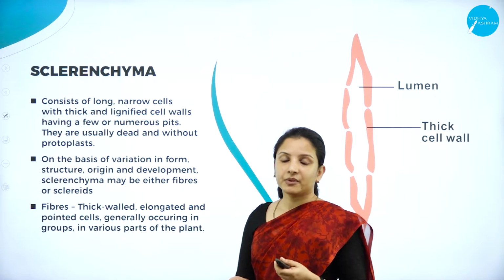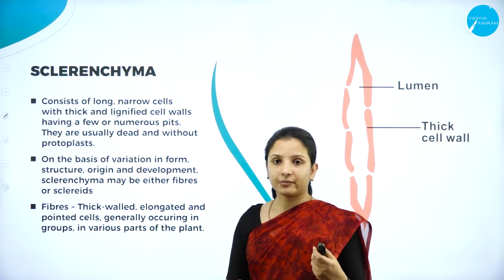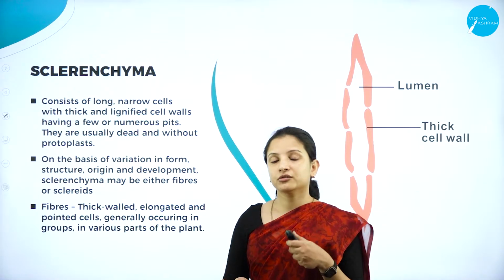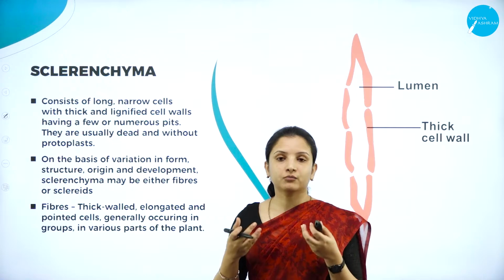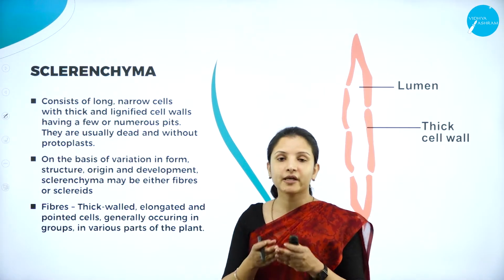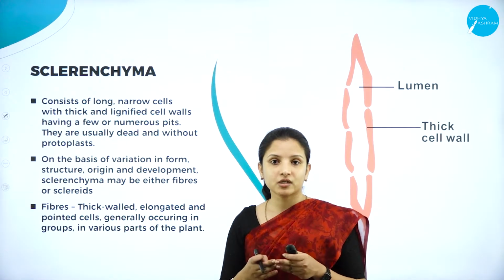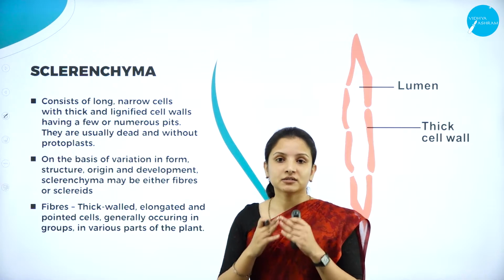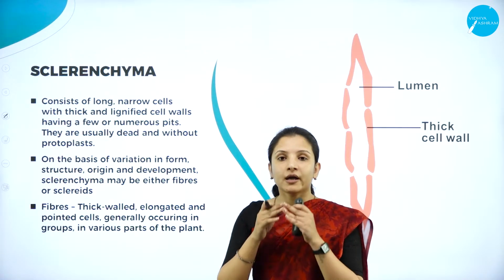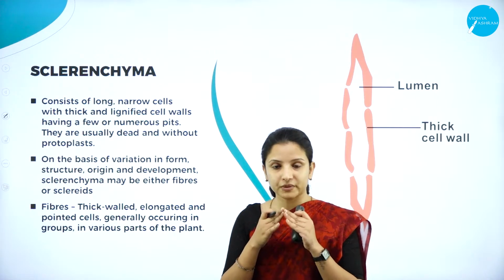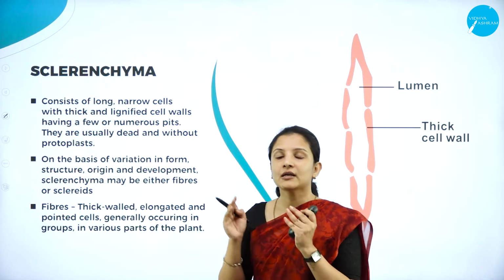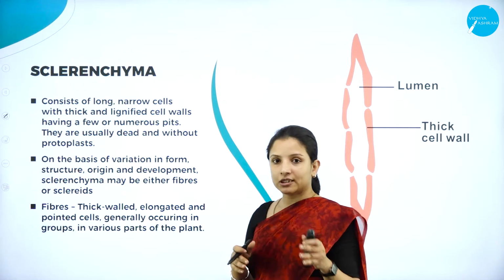Sclera means dead. So sclerenchyma are the cells which are dead. You can imagine, if they are dead, what function will they have? No, these tissues, even in spite of being dead, are very rigid and they provide mechanical support to the plant. Whatever excess mechanical support is needed for the proper structure of the plant is provided by the sclerenchyma.